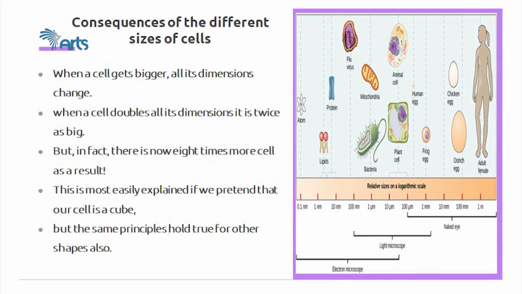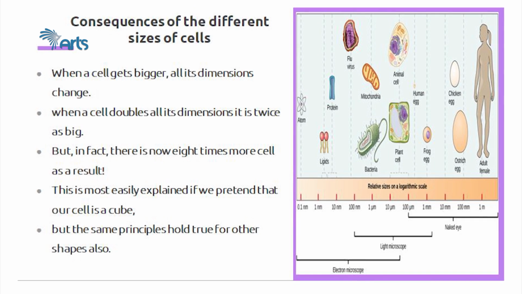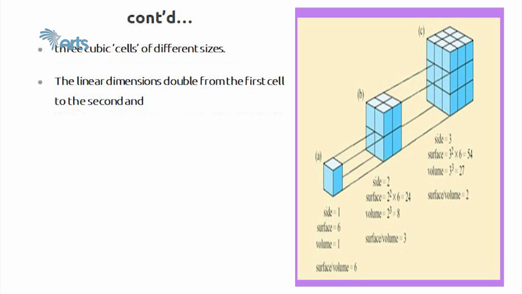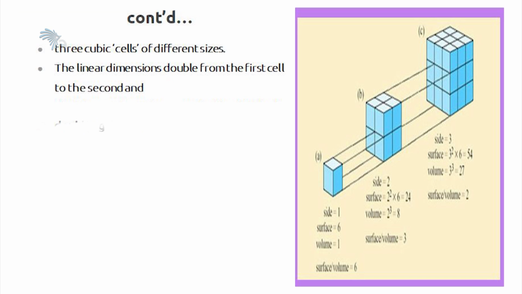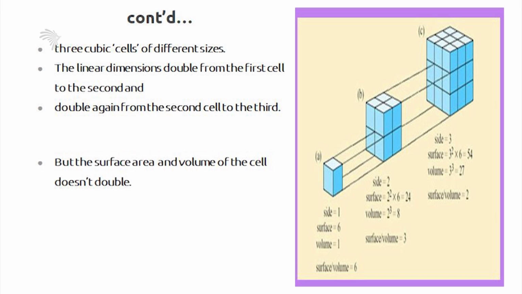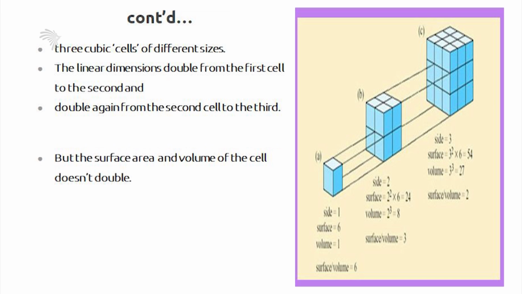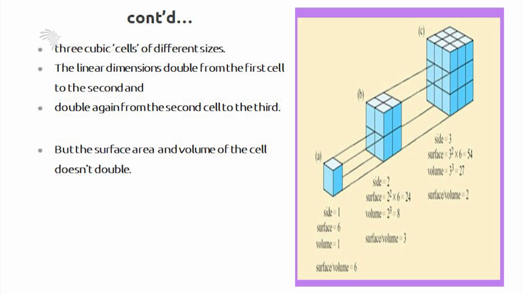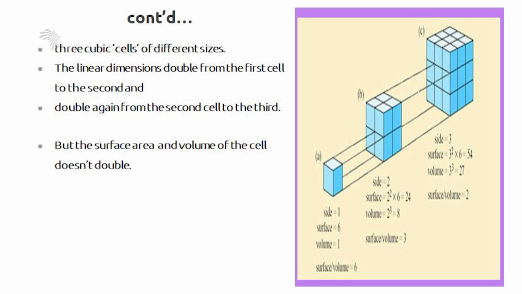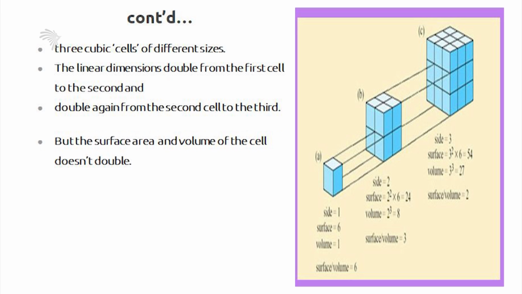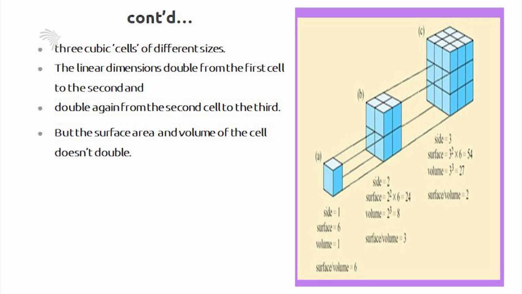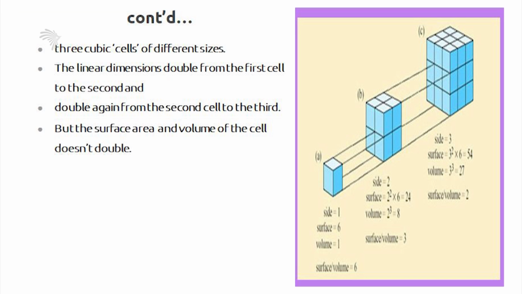So here we can use the cell as a cube. The cube cells are of different sizes. The linear dimension doubles from the first cell to the second, and doubles again from the second cell to the third. But the surface area and the volume of the cell do not double. This is the cube that you can see in this slide: the smaller, the medium, and the largest volume of the cell. As the cell increases, the surface area to volume ratio decreases. This is related to the size of the cell.